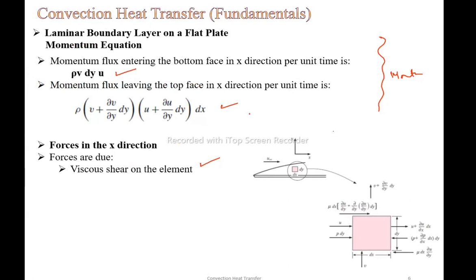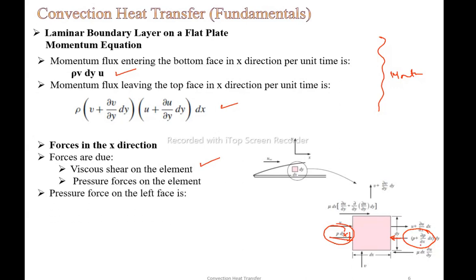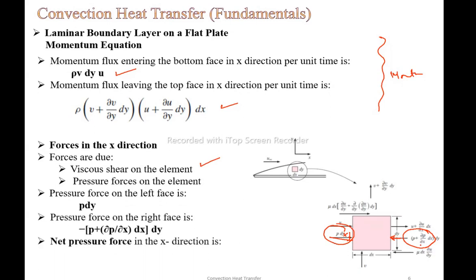So viscous shear forces on the fluid element, and then you will have pressure force on this element in the x direction. If P is the pressure acting on this area, dy into 1, then you can use Taylor expansion. So this is the pressure acting on this face, using Taylor expansion, acting in this direction, multiplied by dy into 1. So these are the forces. Pressure force on the left face is like this, pressure force on the right face is like this. That's fine. So you obtain the net pressure force in the x direction, something like this. Please note this down.